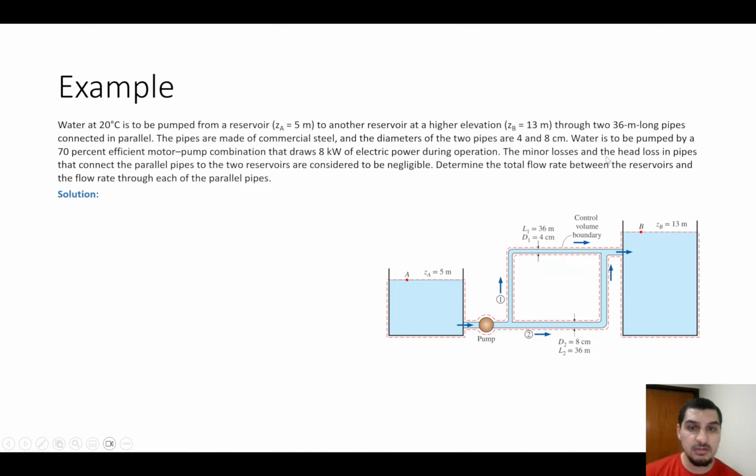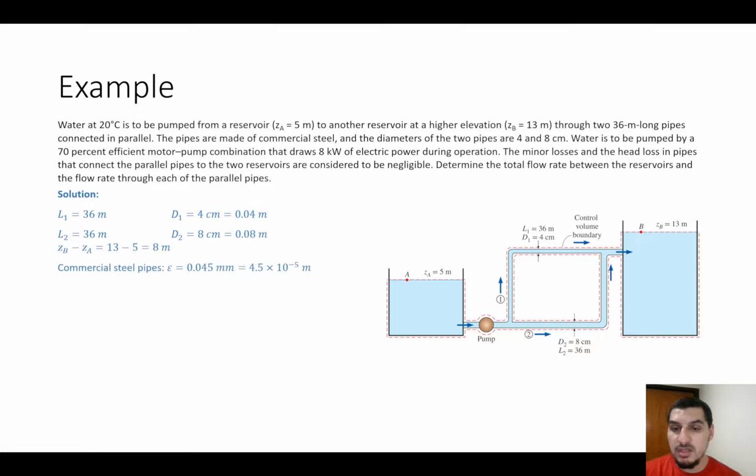The minor losses and the head losses in the pipe that connect the parallel pipes to the reservoir are considered to be negligible. So the minor losses due to these elbows are going to be negligible, and the loss in this part and in this part, the inlet and exit of the pipe, are going to be negligible, in addition to the losses in these short connections before and after the branches. We want to find the total flow rate and the flow rate in each of the two parallel lines. So the total flow rate and the flow rate for each one of these two branches. So these are the givens.